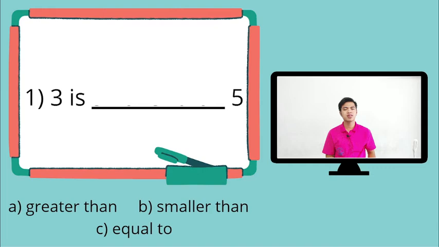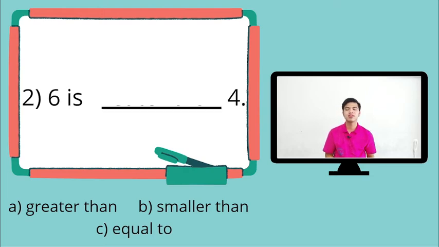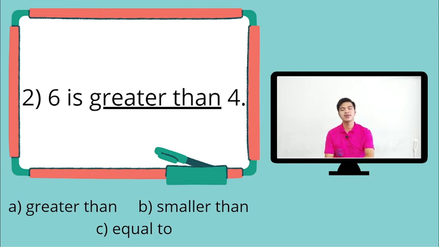3 is blank 5. What do you think is the answer? Is it A, greater than, B, smaller than, C, equal to? Okay, very good. The answer here is letter B, smaller than. 3 is smaller than 5. So for the number 2, 6 is blank 4. Is it A, greater than, B, smaller than, or C, equal to? Very good. The correct answer is greater than, letter A. 6 is greater than 4 because 6 is bigger than 4.